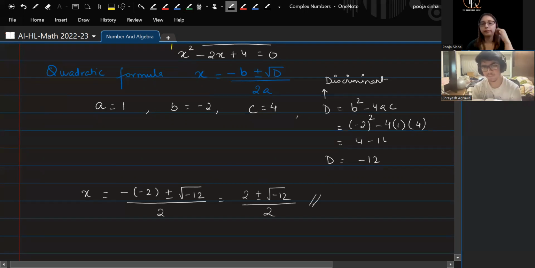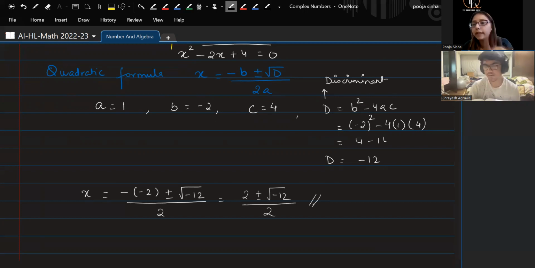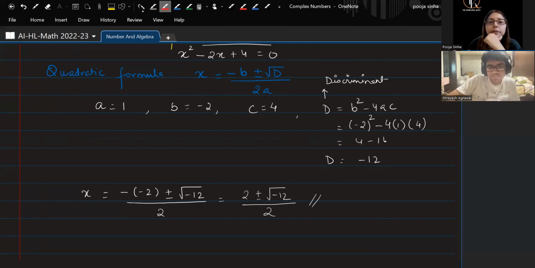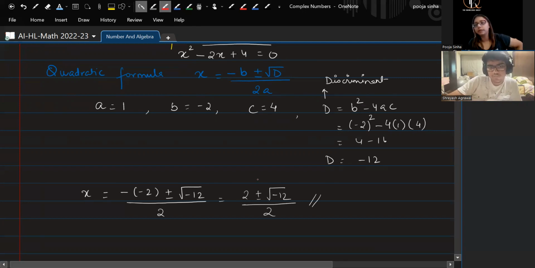But we are stuck here. Till grade 10, what we were doing is, if you get this kind of an answer, what is the problem in this answer? There's a problem here. Minus 12 is not a perfect root, or rather, you can't have a root of a negative number. Root of a negative number, all right? Now there is a story behind this.